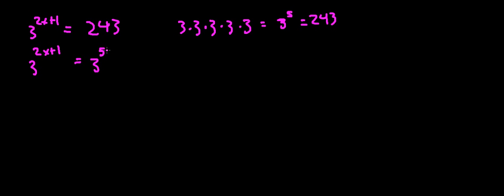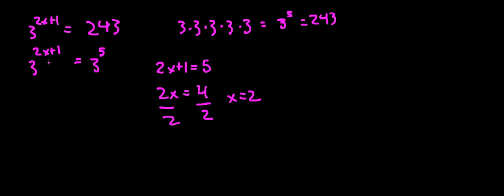And now I have the same base. I'm looking for an x that will give me a 3 that will equal 3 to the 5th. I have 3 to the 2x plus 1. I need 2x plus 1 to equal 5. So I ignore the bases because now they are not important. 2x plus 1 is equal to 5. I subtract 1. 2x is equal to 4. Divide both sides by 2. X is equal to 2.